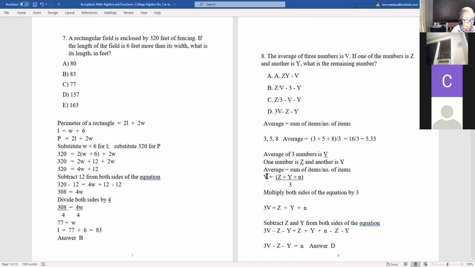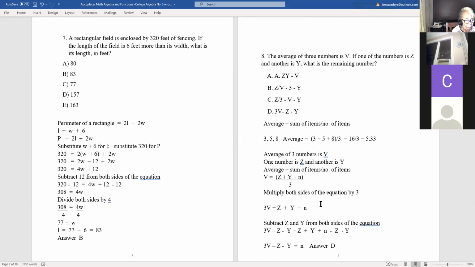So if the average is v, and 2 of the numbers are z and y, then I need to find that third number. So I put the third number here, and then I can take this expression and solve for that third number. And that third number gives me 3v minus z minus y, because over here is plus, but I'm solving for the n. Well, take some time to go through this one. I'll be sending you this so you can go through it, okay?